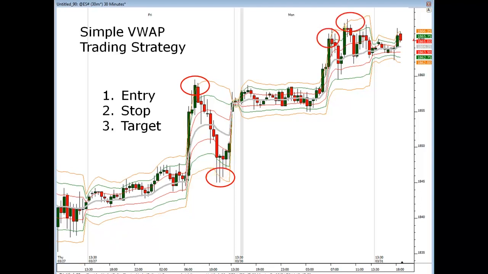Now take a look here. Same thing again. We jump up to the 3rd standard deviation, come back down to the VWAP. 3rd standard deviation again, come back to the VWAP.